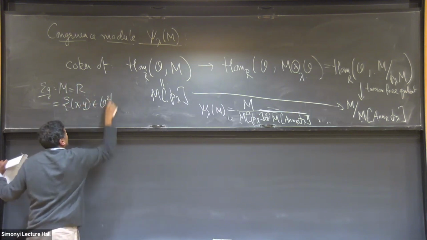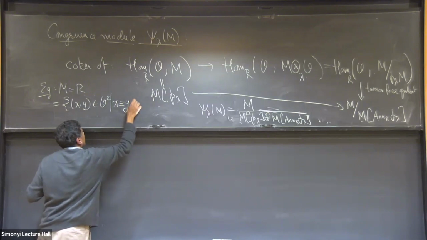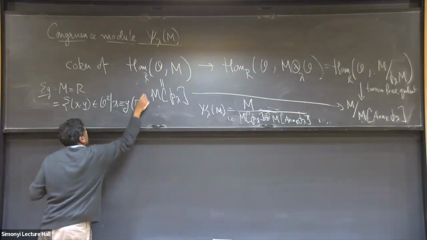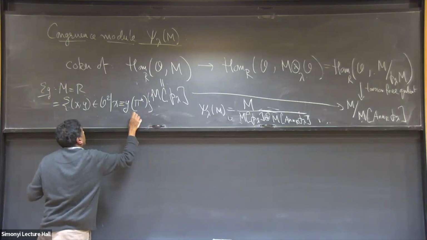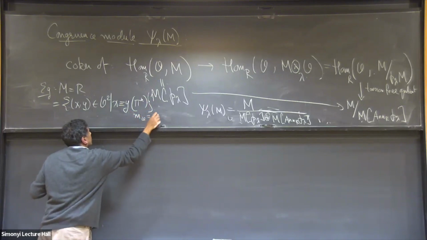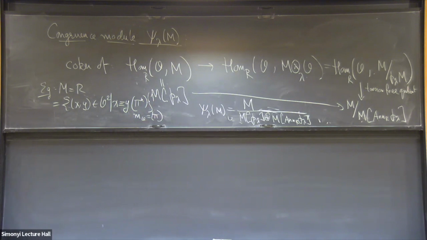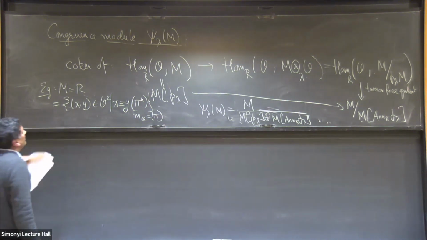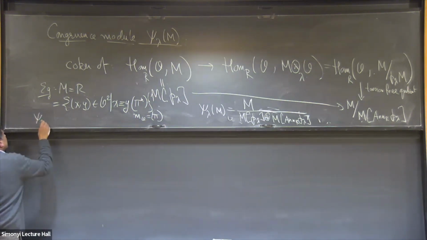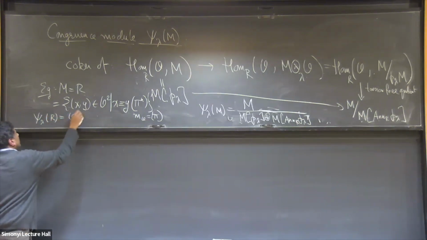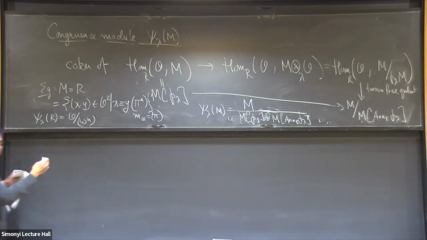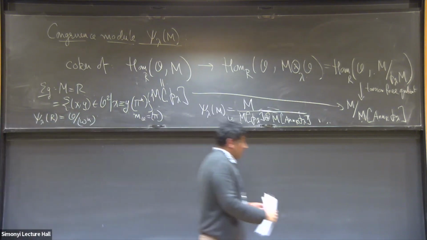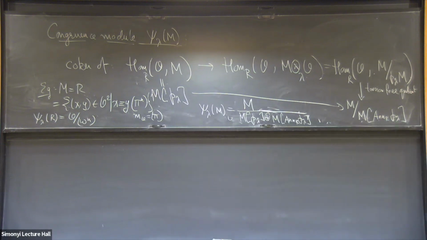O squared. So let's say x is congruent to y modulo pi to the n, where pi is the uniformizer of O. Right? So then if you think about it, the congruence module, exactly. So in this case, the congruence module of R turns out to be O mod pi to the n. Right? So in some sense, it measures congruence between different components of this ring. So that's one intuition for why one might consider a congruence module.